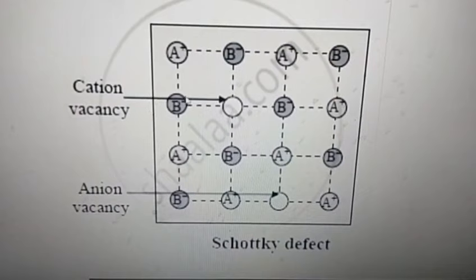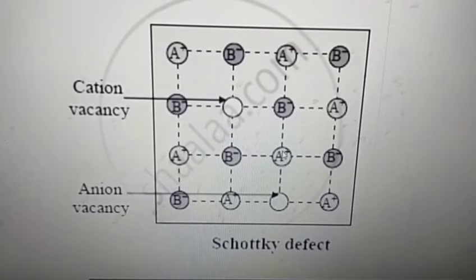And also here one cation is displaced and here one anion is missing. That means the number of missing cations is equal to the number of missing anions. Why the same number of cations and anions are missed means, to maintain the electrical neutrality, the same number of cations and anions will be missed. So as both cations and anions are missed, what happened? The number of ions per unit volume decreases. As the number of ions per unit volume decreases, the density of the substance also decreases.